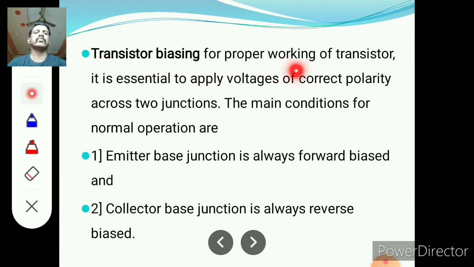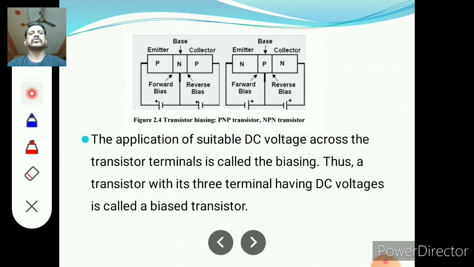Transistor biasing. For proper working of a transistor, it is essential to apply voltage of correct polarity across the two junctions. The main condition for normal operation is that the emitter base junction is always forward biased and the collector base junction is always reverse biased. So there are two different types of transistors, PNP transistor and NPN transistor.